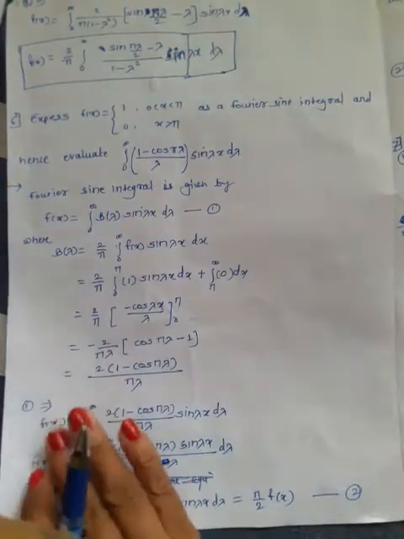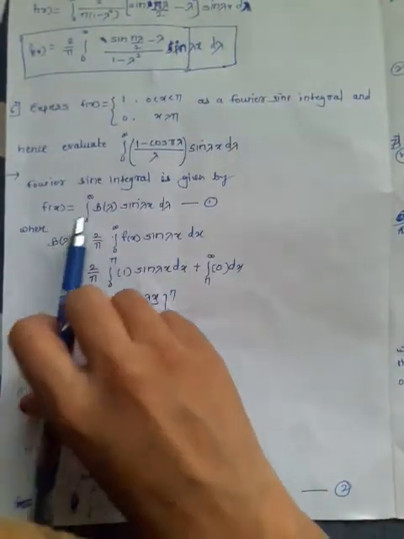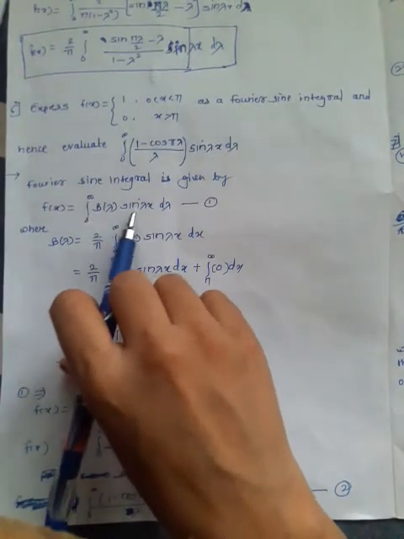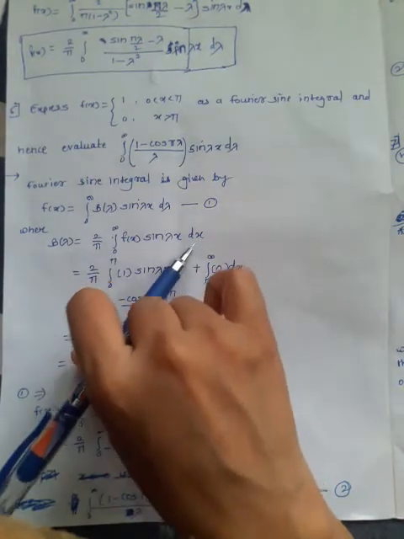Okay, now let us see. First, the Fourier sine integral, a straightforward question, is given by f(x) equals the integration from 0 to infinity of b(lambda) sine lambda x d lambda. Call that equation number 1, where b(lambda) is equal to 2 upon pi, integral from 0 to infinity of f(x) sine lambda x dx.